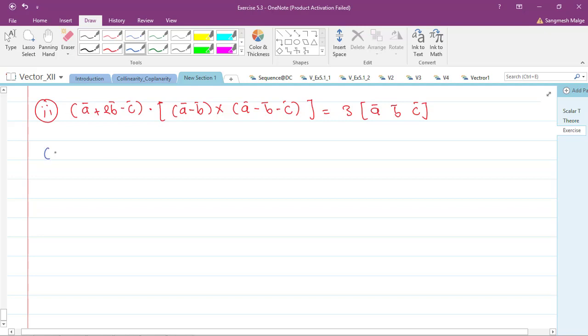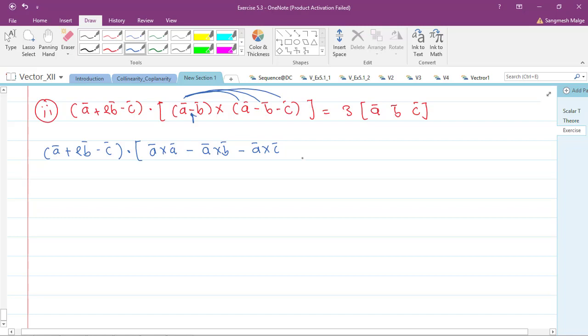So let's write this: A bar plus 2B bar minus C bar dot, see how I am doing, A bar cross A bar, A bar cross B bar and A bar cross C bar. So A bar cross A bar, then we have minus of A bar cross B bar, then we have minus of A bar cross C bar. See how I am writing, the order is very important. A cross C, you cannot write it as C cross A. And in between these two we have the negative sign.